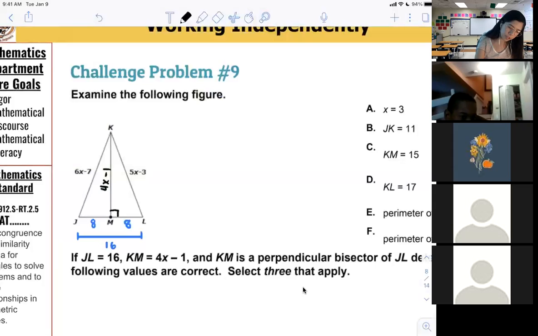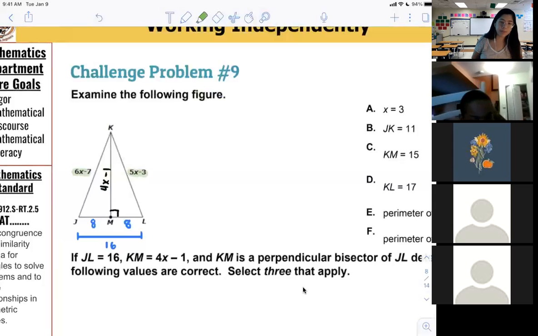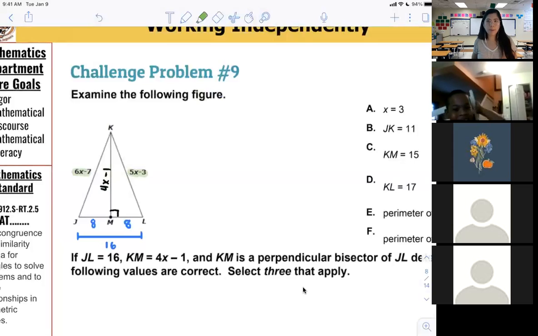Is there enough information to prove that 6x minus 7 is congruent to 5x minus 3? No. Why not? Miss Tyrone doesn't want to explain. You gotta explain. If you answered something, you gotta be able to explain it.